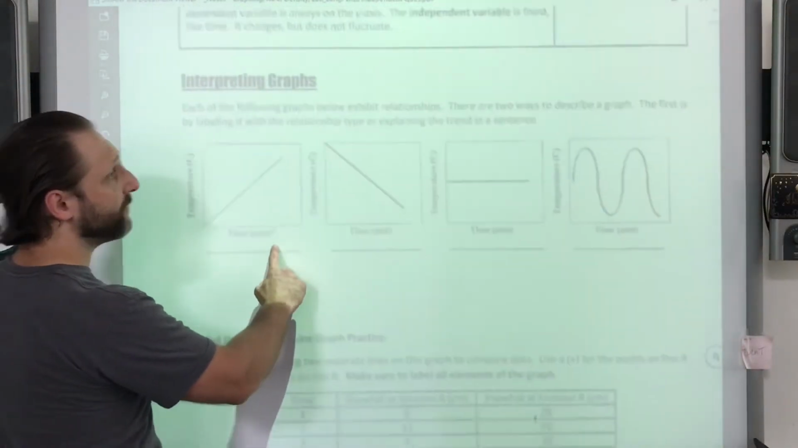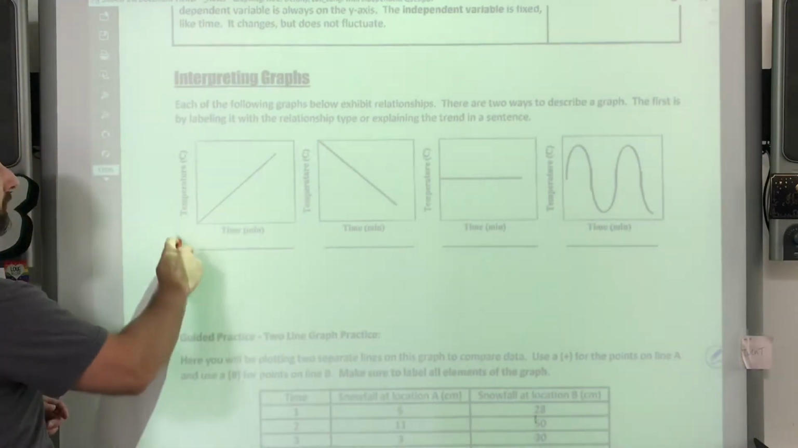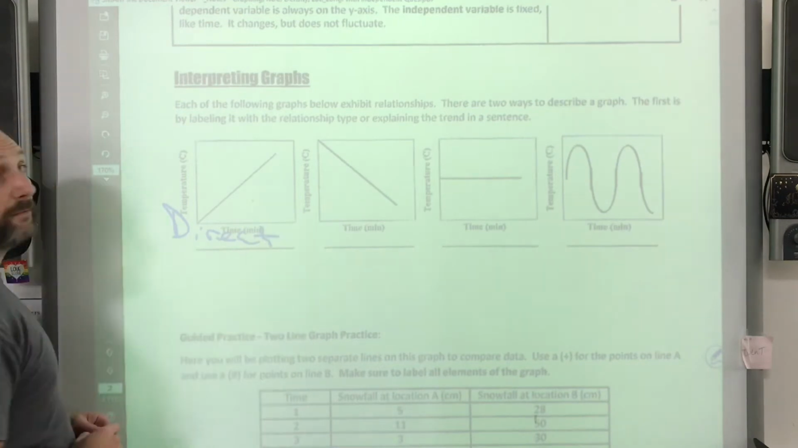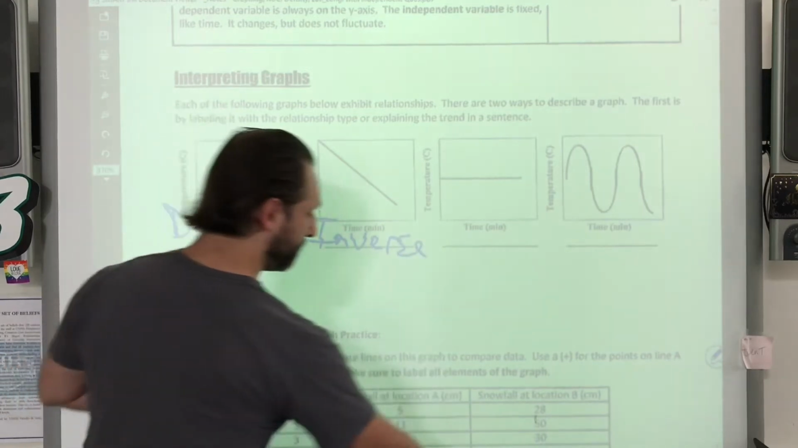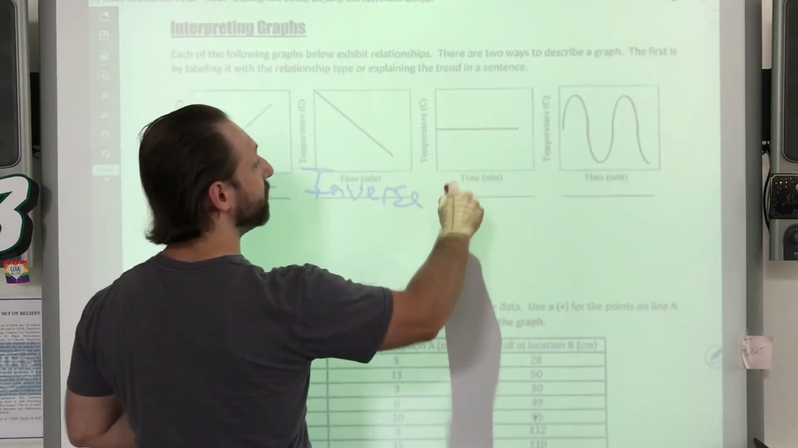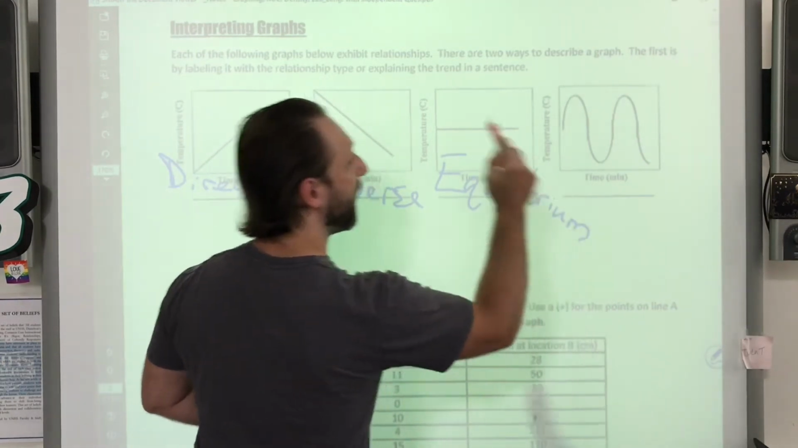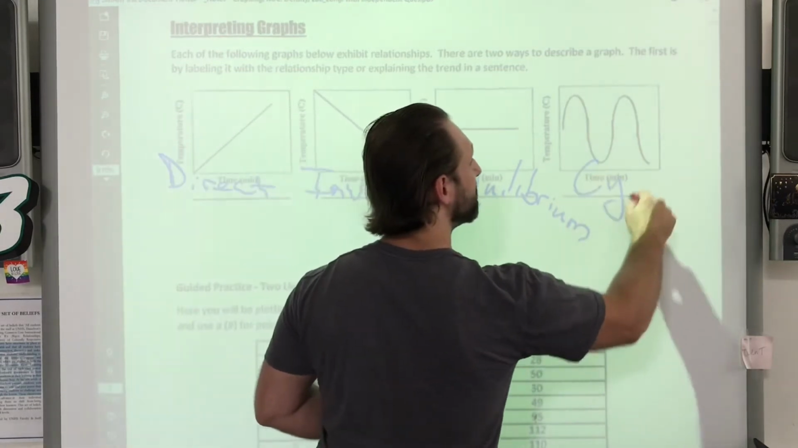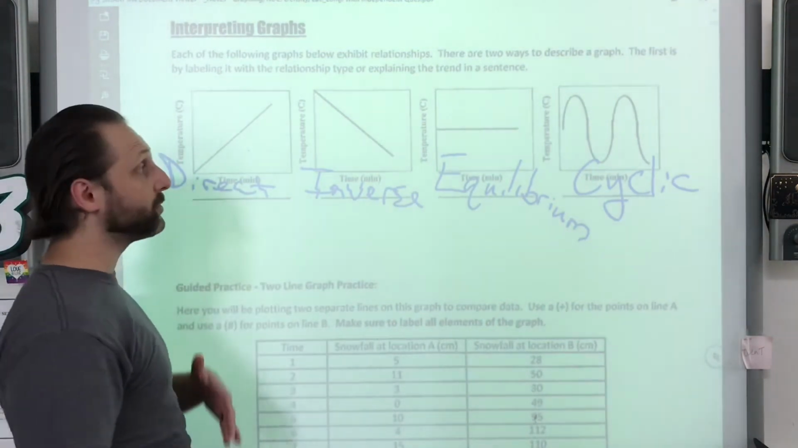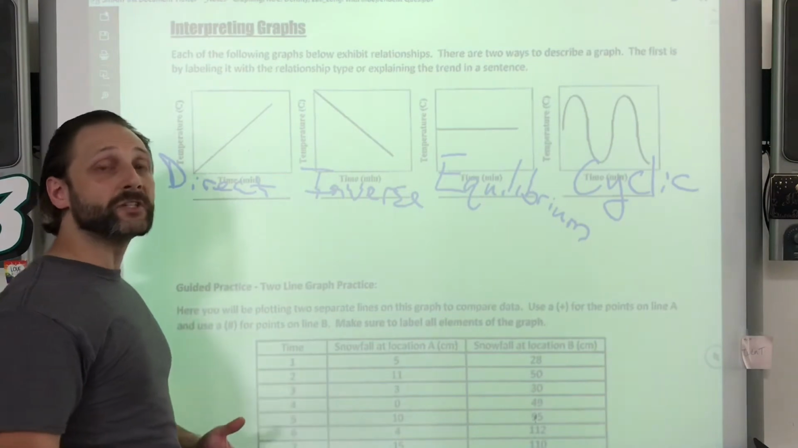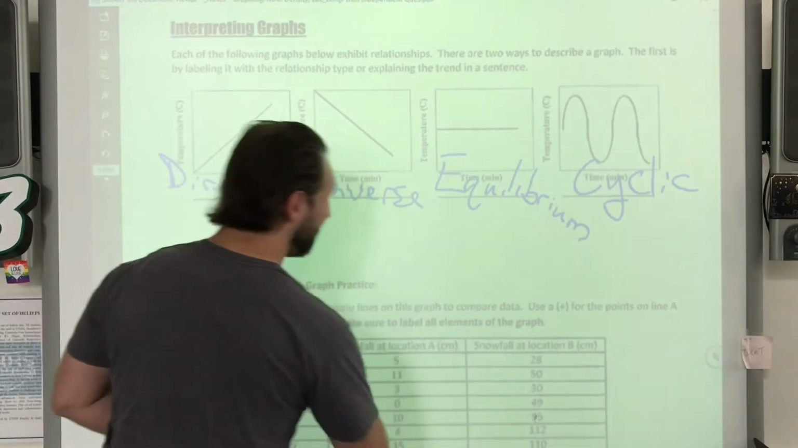So when we're interpreting graphs, we have different relationships. The first one here is a direct relationship. This is going to be called an inverse relationship. This is going to be called equilibrium. And this last one over here, this is cyclic. In each of these cases, we have something that's happening with the x-axis as well as the y-axis. There's a combination of one or the other, either increasing or decreasing. So let's define what that is for each of these.